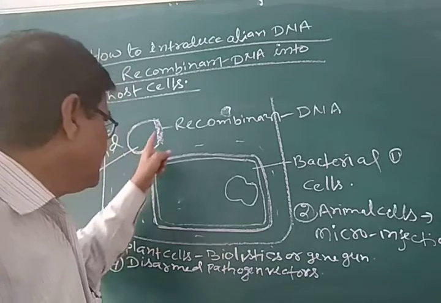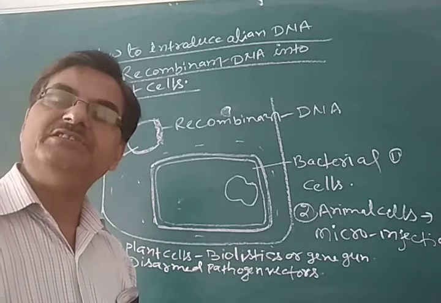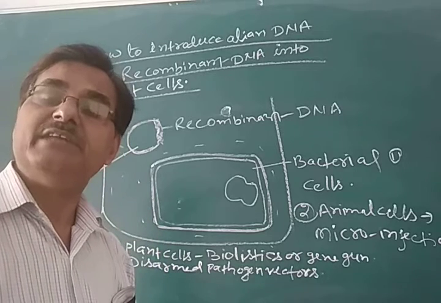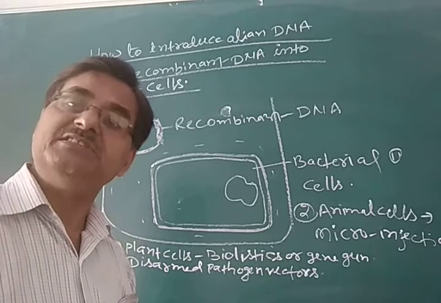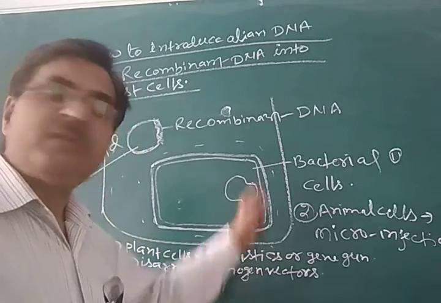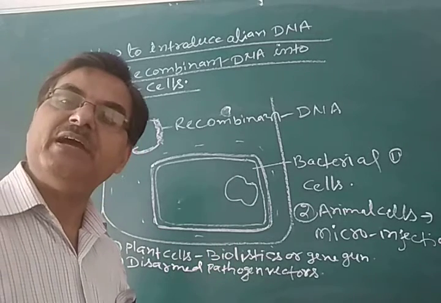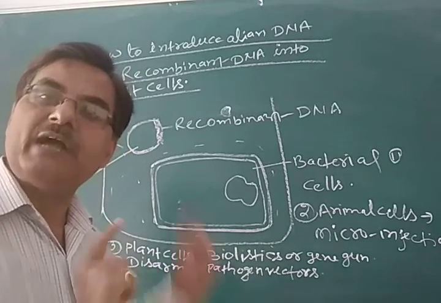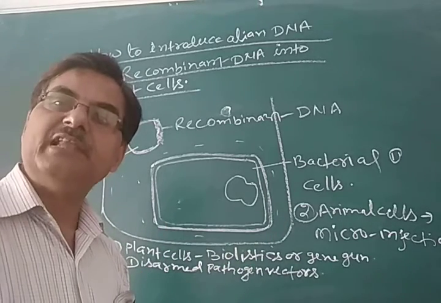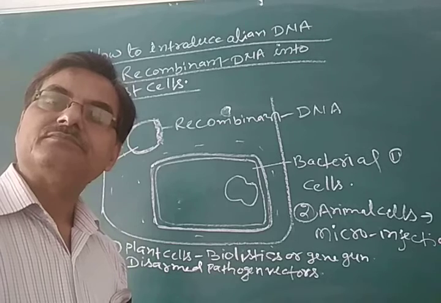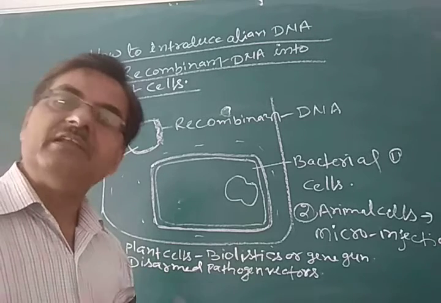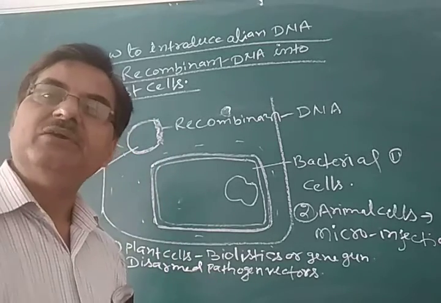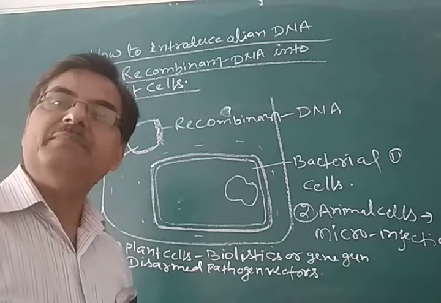Likewise, because this DNA molecule is negatively charged, it is polar, while the plasma membrane has a lipid bilayer that is non-polar. So a polar molecule cannot cross the non-polar layer. Then how will this recombinant DNA or plasmid DNA enter these bacterial cells?